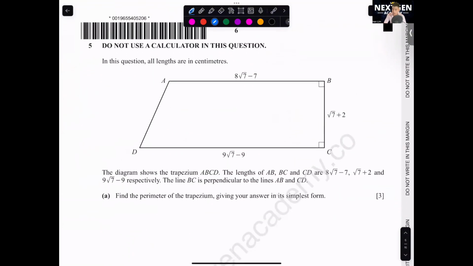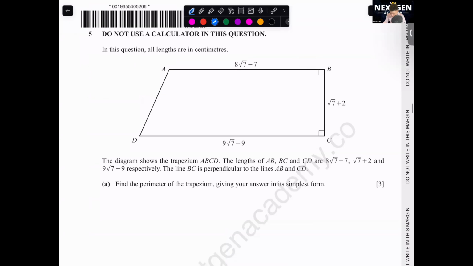Okay, do not use a calculator in this question, means you need to show your working. So in this question, all lengths are in cm. Diagram shows the trapezium ABCD. Lengths of AB, BC, and CD are given over here. The line BC is perpendicular to the lines AB and CD. Find the perimeter of the trapezium, giving your answer in its simplest form.